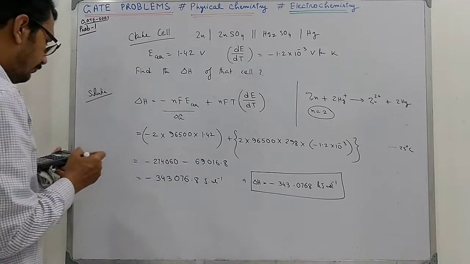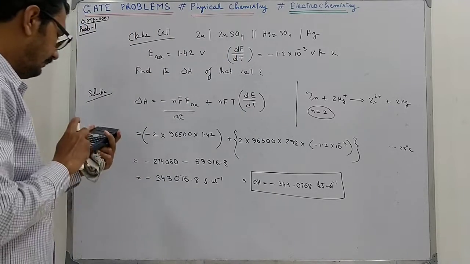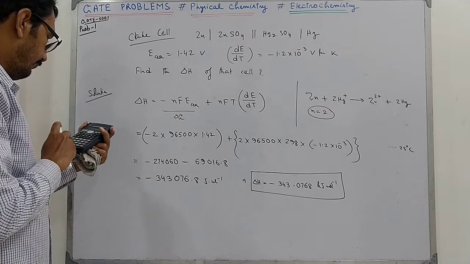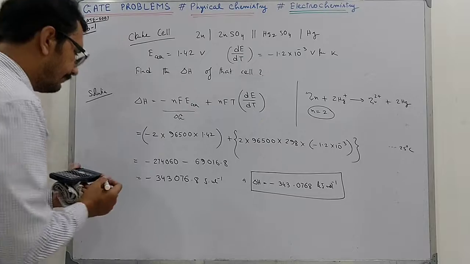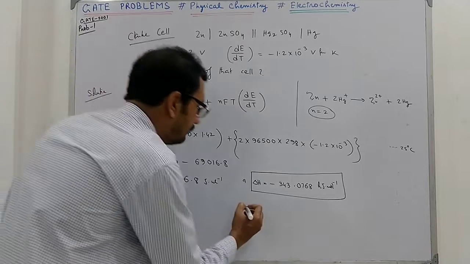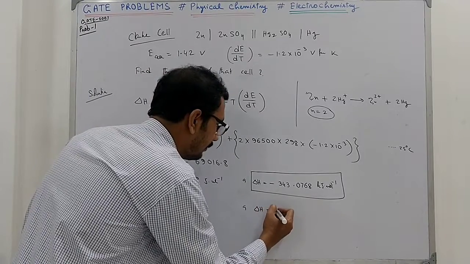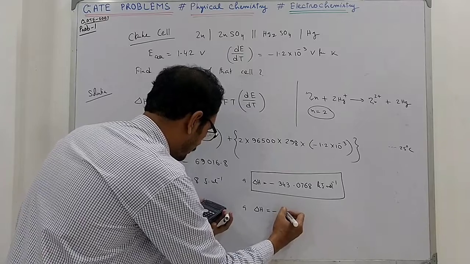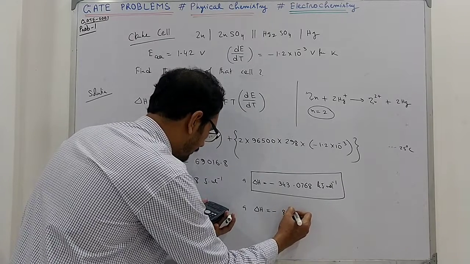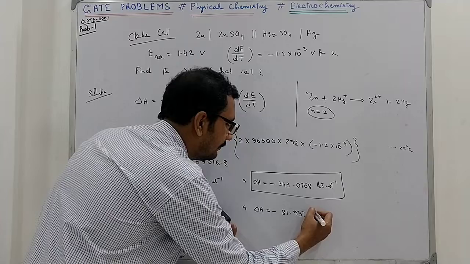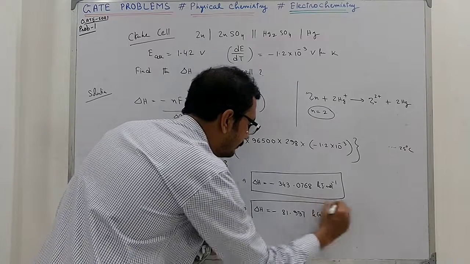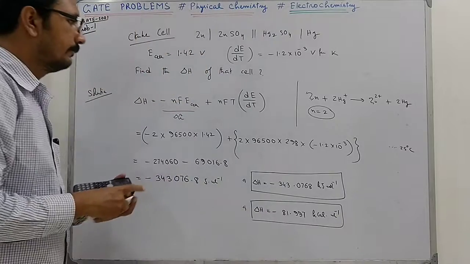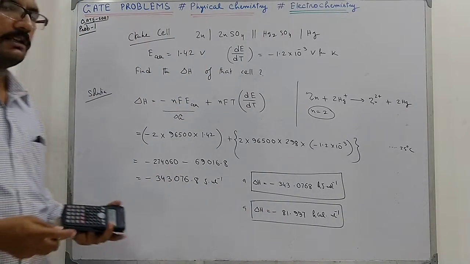Now if you wish to present it in calories, then you have to divide it by 4.184. So ΔH equals minus 81.997 kilocalorie per mole. Do you understand?